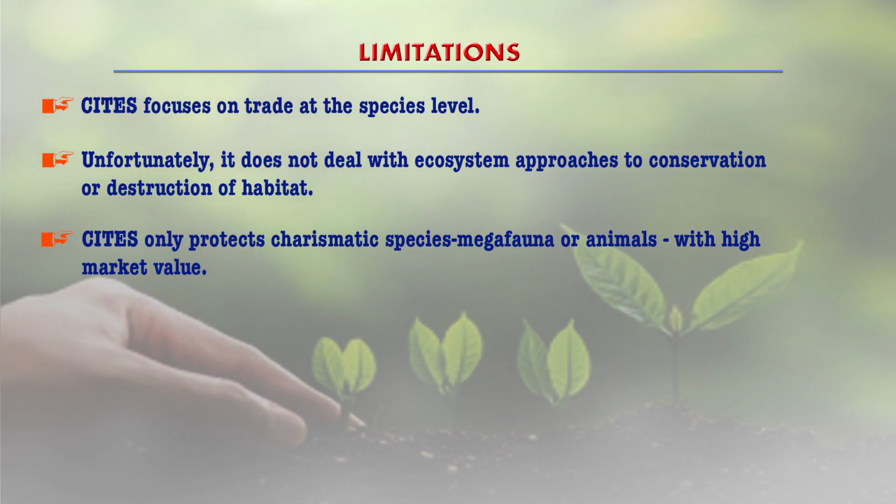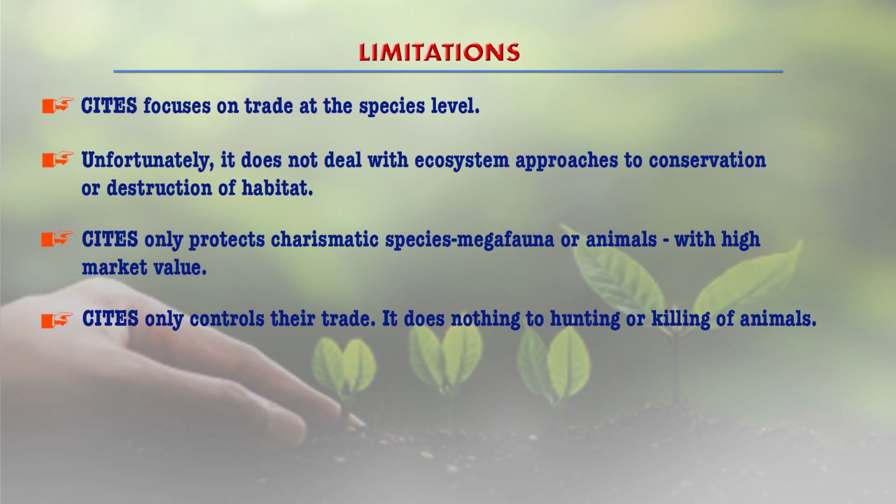CITES only protects charismatic species, megafauna or animals with high market value. So, that means only certain species get the importance. CITES controls their trade. It does nothing regarding the hunting or killing of animals. Nevertheless, this is important as it regulates trade of exotic species.